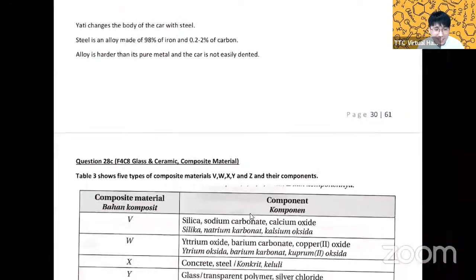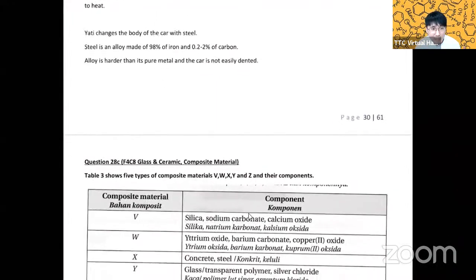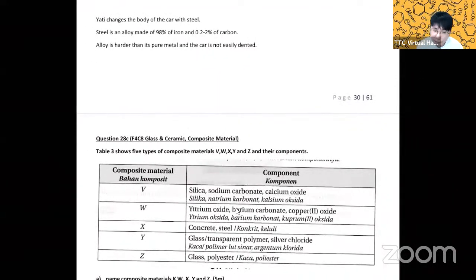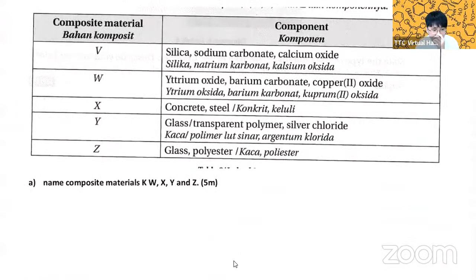So now, next page. Yeah, going down. Okay, we have composite material again, V, W, X, Y, Z, of silica, sodium carbonate, calcium oxide, yttrium oxide, barium carbonate, concrete, glass, glass or transparent polymer, silver chloride, glass with polyester. So name the materials V, W, X, Y, and Z. So silica with sodium carbonate with calcium oxide. So what's B?